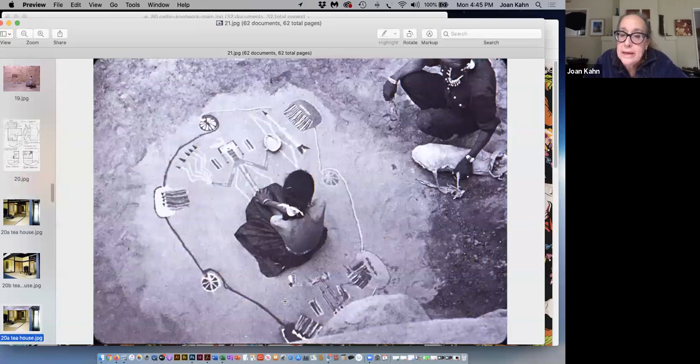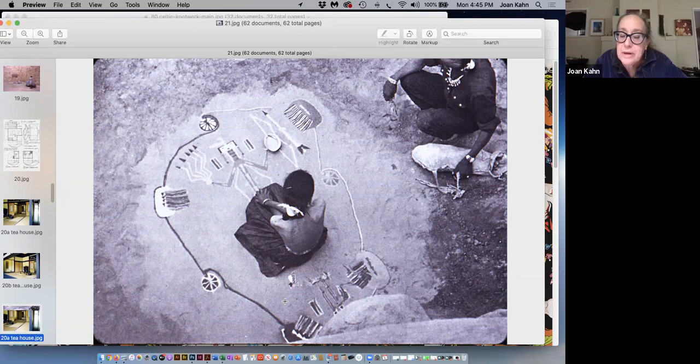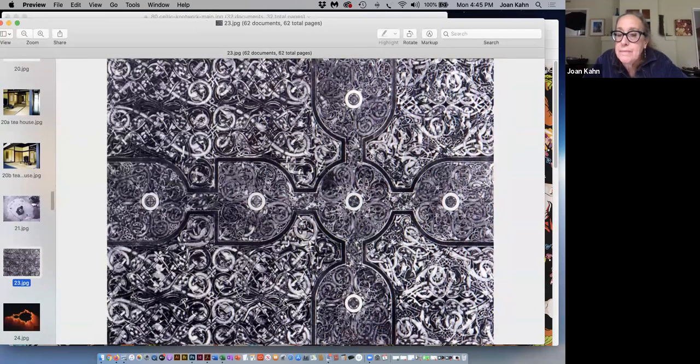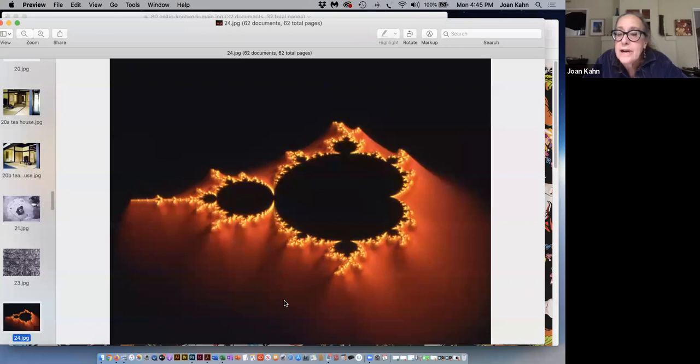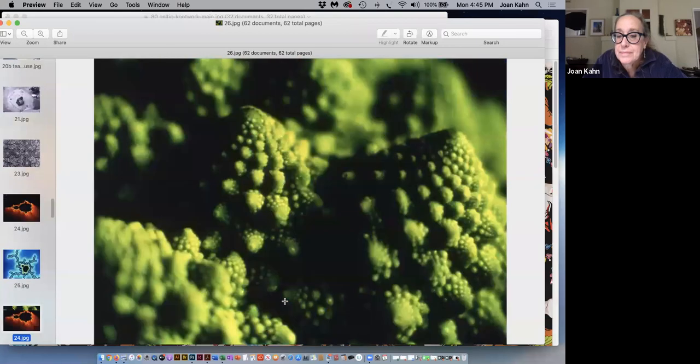Indian sand painting. How did that structure develop? Meandering by monks in monasteries in Europe. Fractals.